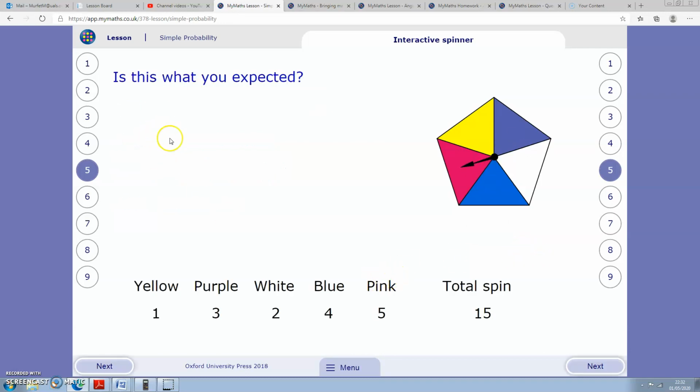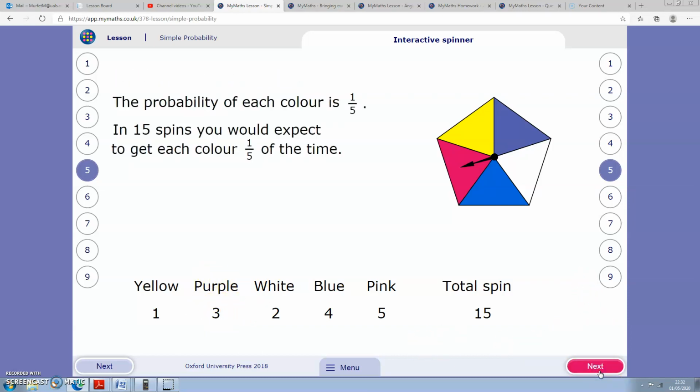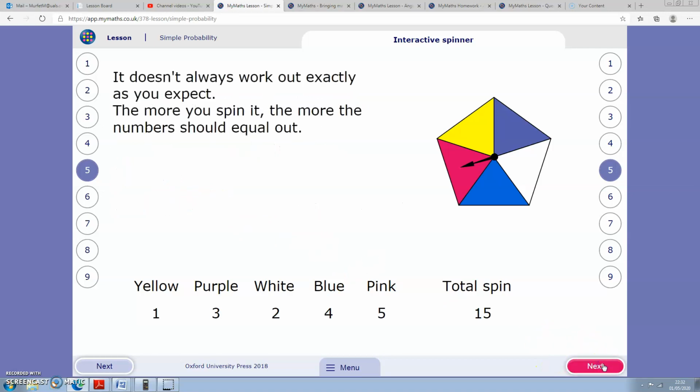Okay, is it what you expected? Now, if you're thinking they're equal sizes, you would expect to say 3, 3, 3, 3, and 3 would add up to 15. But we can see pink happens 5 times, blue happens 4 times, purple is what we would expect. Okay, so not really what we would expect. And you can see 1/5 of 15 is 3, so we would have expected 3 on each colour. Hopefully you can see that that's what we would have expected.